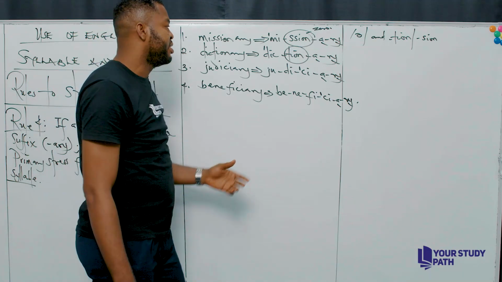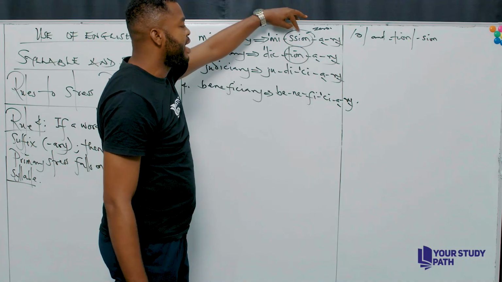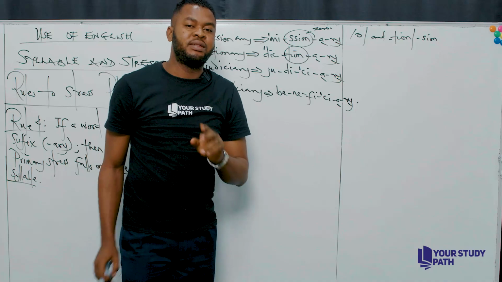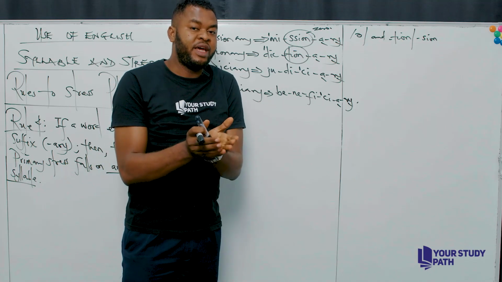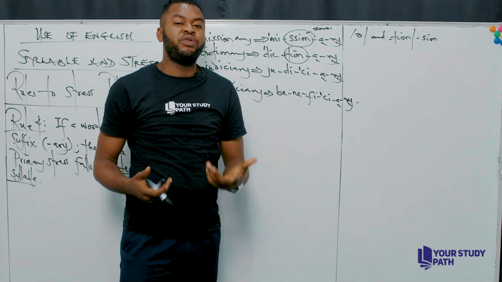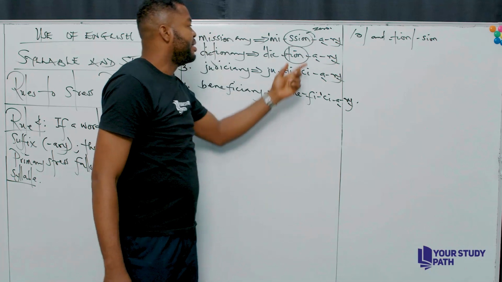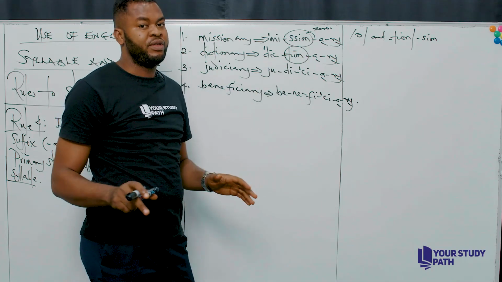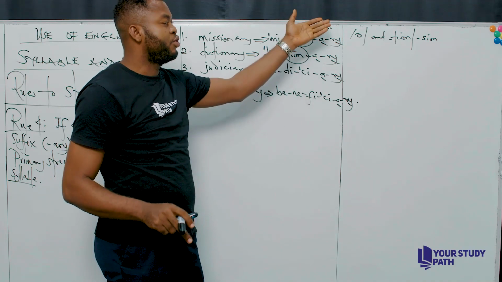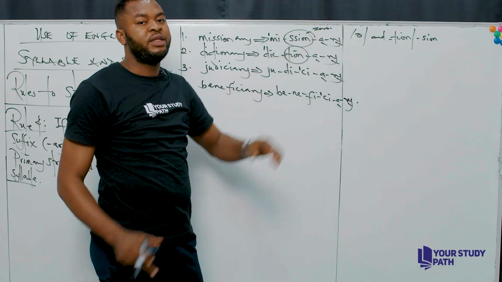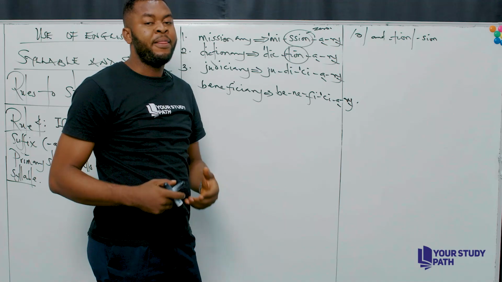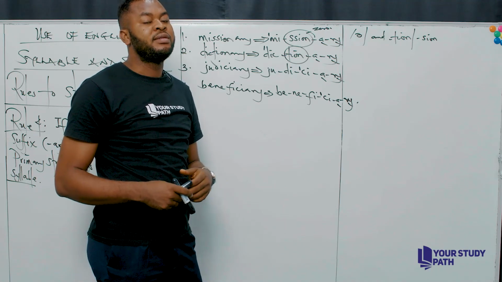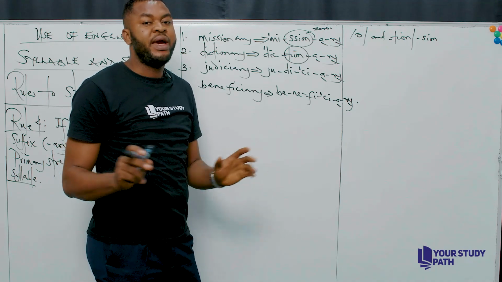So you can see that in missionary, S-S-I-O-N, you have two letters, S-S, that have been put together for the fact that they produce the same sound. Now, S-S-I-O-N, they do not take any stress. S-S-I-O-N, the schwa sound, or T-I-O-N, they do not take any stress. Why? Because they are regarded as the zero stress. They don't bear any stress at all.